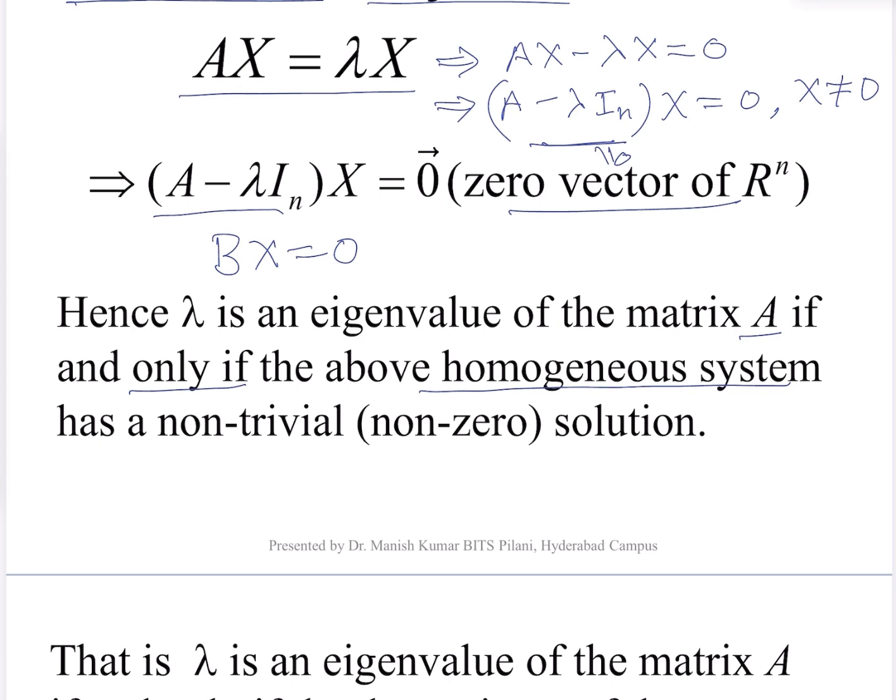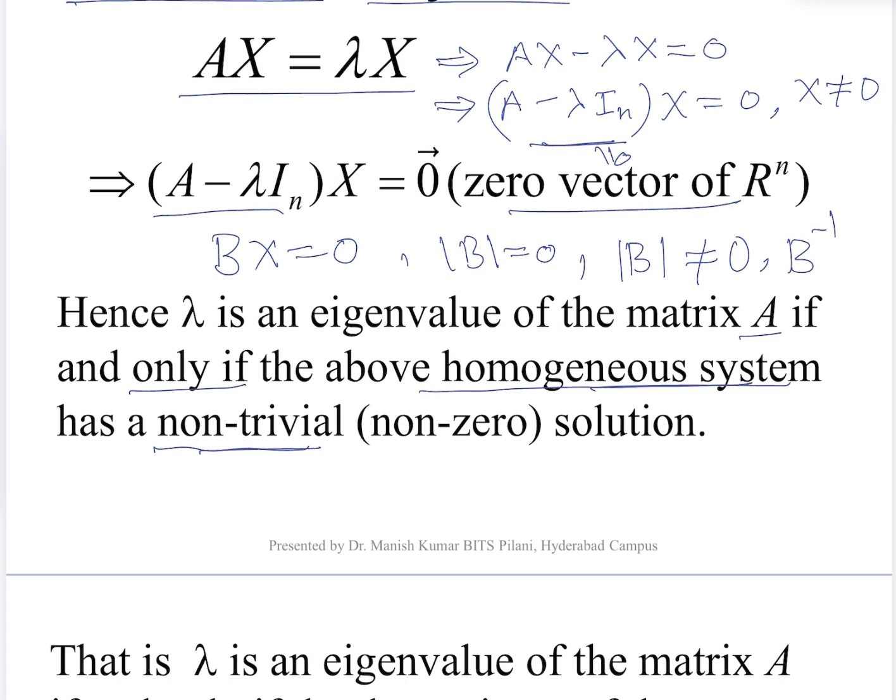So this system has a non-trivial solution provided the determinant of B is 0, right? Then you will get infinite solutions or a non-trivial solution. If the determinant of B is non-zero, then B inverse will exist, and if you multiply by B inverse on both sides of this equation, then you will get only the 0 0 0 solution, which is a trivial solution which we don't want. Okay.